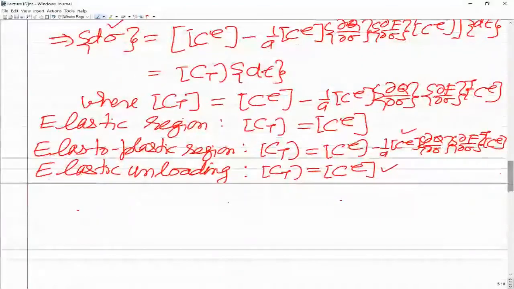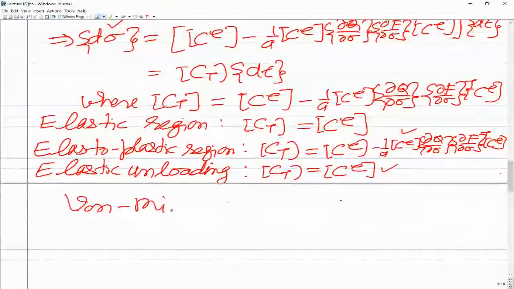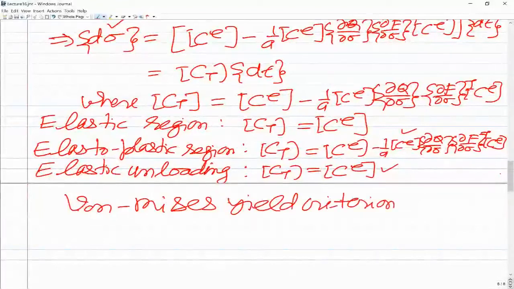So now the first thing is, let us consider the von Mises yield criterion, and the von Mises yield criterion with the associative flow rule.